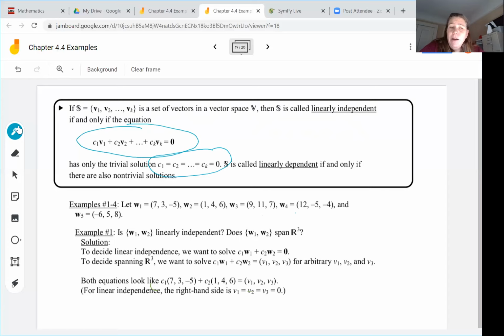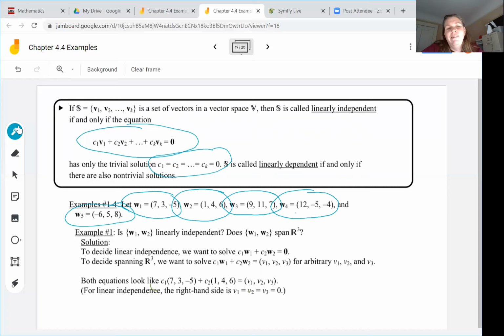So we are going to work out 4 examples here using these given vectors. W1 is going to be 7, 3, negative 5. W2 is going to be 1, 4, 6. W3 is going to be 9, 11, 7. W4 is 12, negative 5, negative 4. And W5 is negative 6, 5, and 8.